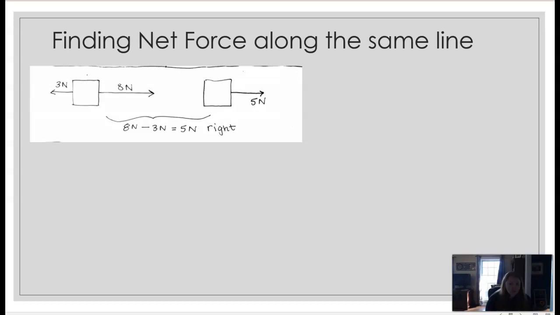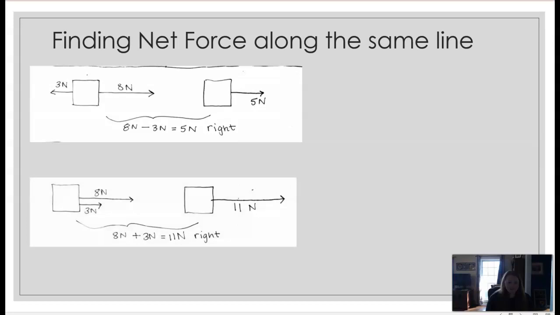So if we add all of our forces together, we're finding the net force, or the combination. We have 8 newtons plus a negative 3 newtons, or minus 3 newtons, equals 5 newtons. Now, we want to make sure we have an ending direction for that overall force. Because the 8 newtons is larger, we can say it's winning, so the net force is going to be to the right. We have 5 newtons to the right. Because we use positives and negatives here, if our answer is positive, that means the force is to the right.